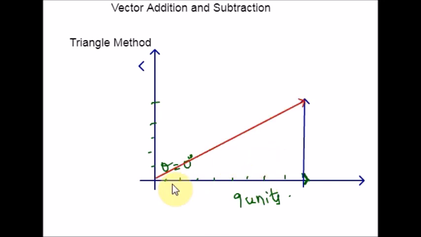To get the magnitude of the resultant, measure its length with a ruler. So I get 10.3 units here, and I'm using a protractor to calculate this angle. I'm getting 29.1 degrees.